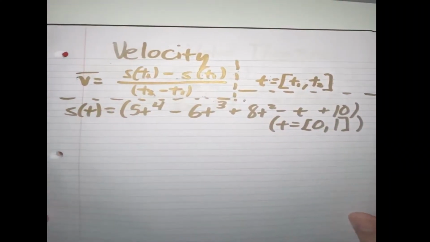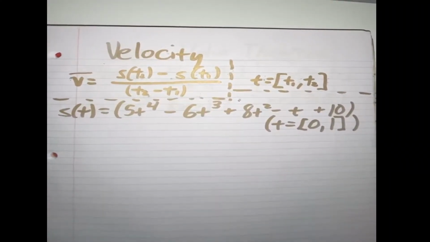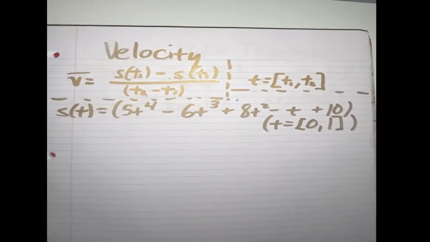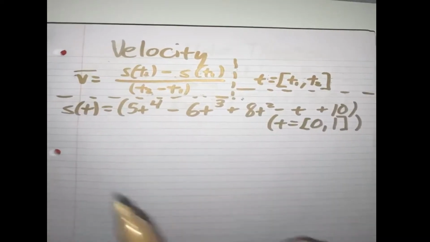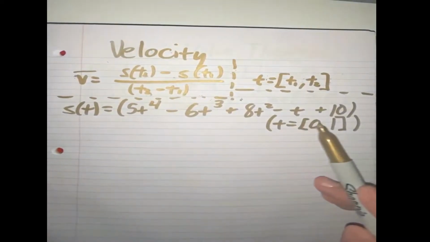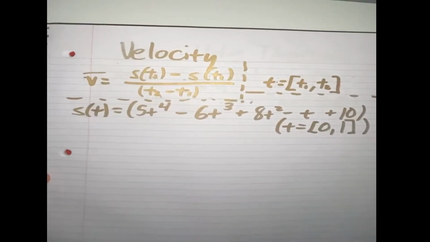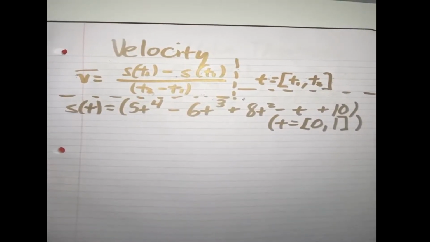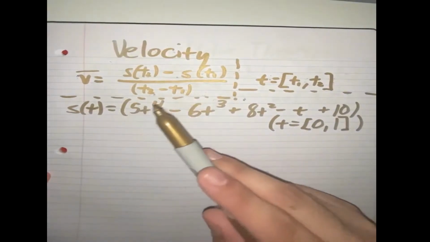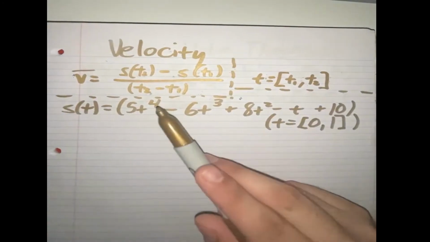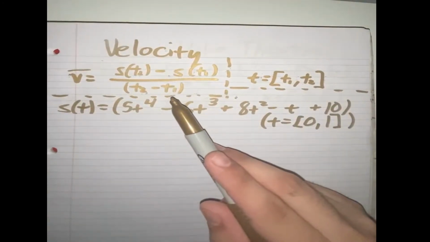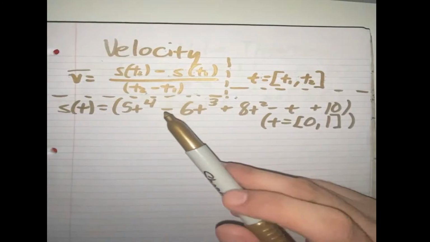Hello guys. So in this video, we're going to talk about how to do velocity problems, average velocity problems specifically. We are basically going to have a function of s of t, which is right here. And basically what we're going to do is use this formula for average velocity. Notice how I have the bar over the v, which signifies average. And we're basically just going to simplify this.